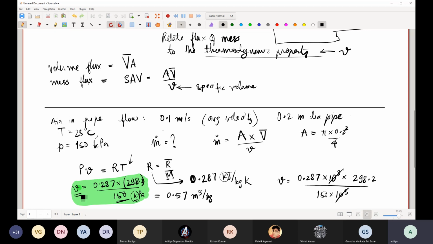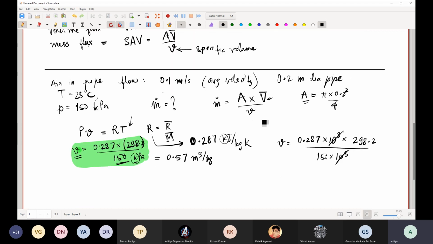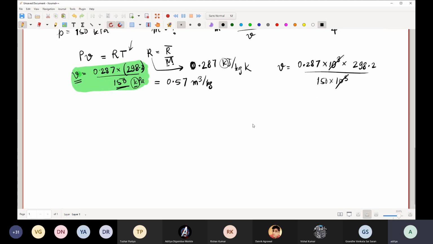So now with the specific volume at hand and the area known and the average velocity known, you are in a position to find out the mass flow rate. It's a very simple idea. Let's not dwell on this anymore because there is nothing much to it. There is literally nothing much to it. Let's move on to the first law of thermodynamics.